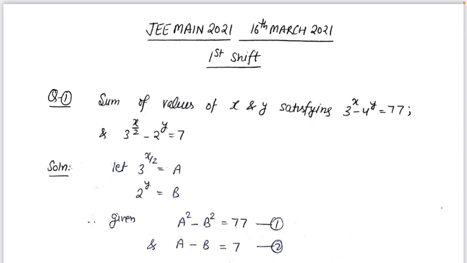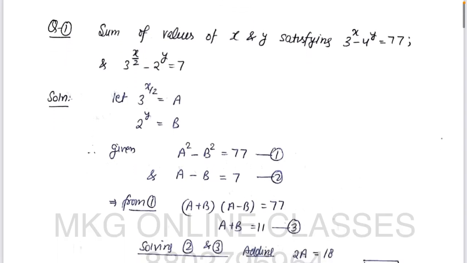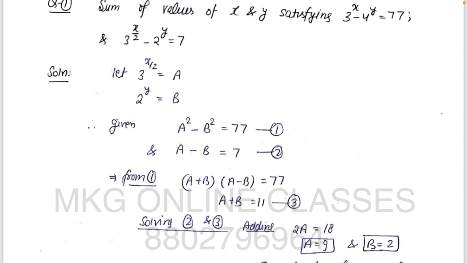So let's suppose 3 raised to power x upon 2 is a, 2 raised to power y is b. So from the first equation I get 3 raised to power x is a square, and 4 raised to power y means b square. So a square minus b square is 77, and from the second equation a minus b is 7. These are very simple equations. From the first equation we can write a plus b, a minus b equal to 77. So put a minus b as 7, so I will be getting a plus b equal to 11.